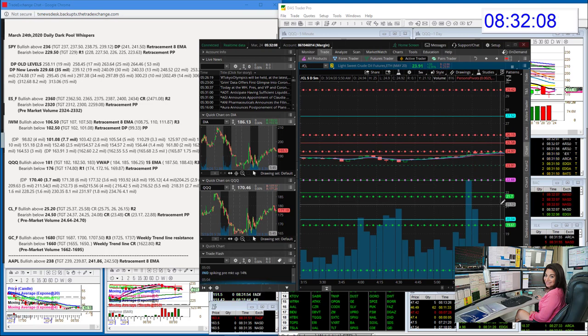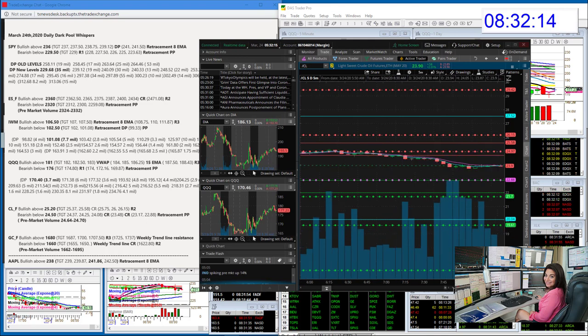Okay, so those are the key trend lines. Bear below 24.50, and bullish above 25.20. Let's go to gold.